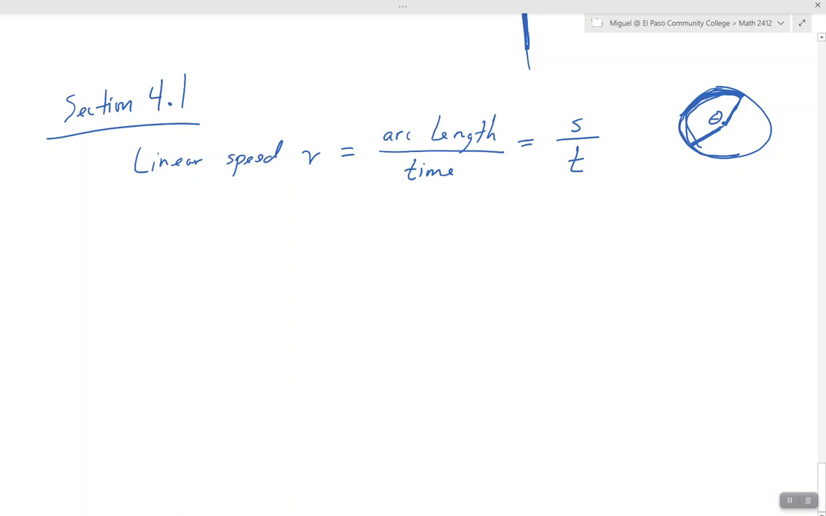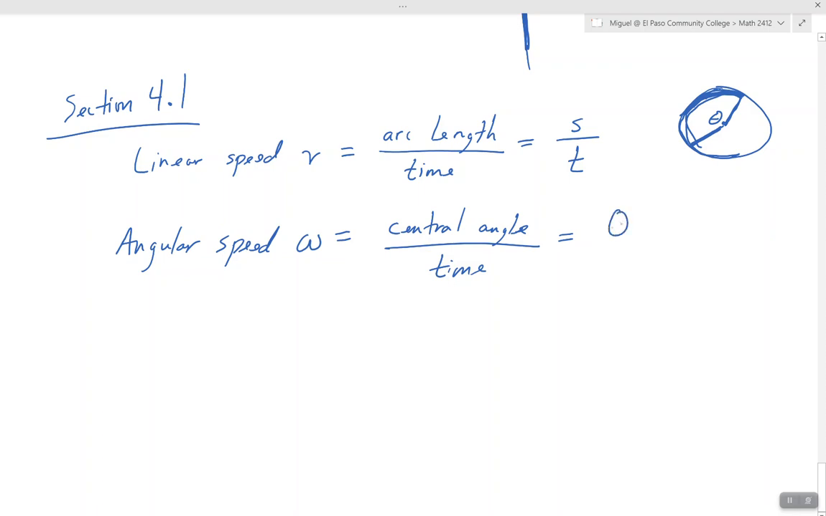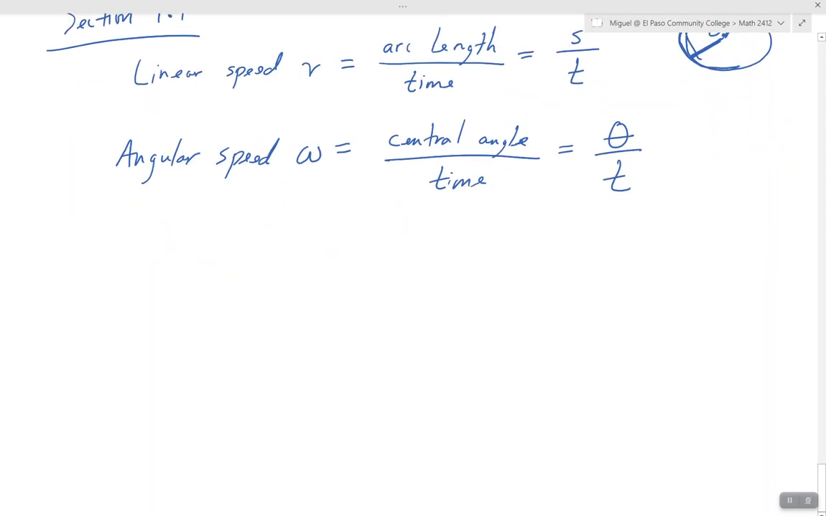So if we do have a theta, then the angular speed is equal to central angle, meaning theta, divided by the time. So this is just theta over t. So we have S over t and theta over t. S over t is linear, theta over t is angular. And there are a couple of examples here.